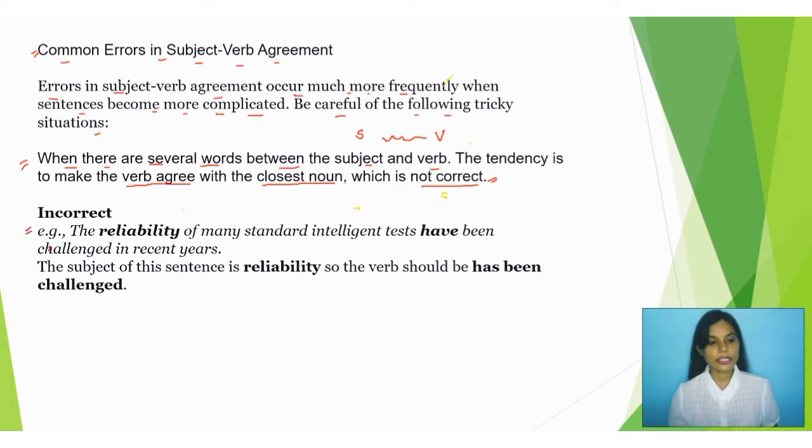Let's check the incorrect sentence, for example: the reliability of many standard intelligence tests have been challenged in recent years. The subject of the sentence is reliability, so the verb should be has been challenged. So instead of have, you have to use has been challenged. Only then it would be correct. Let's move over to the next slide.